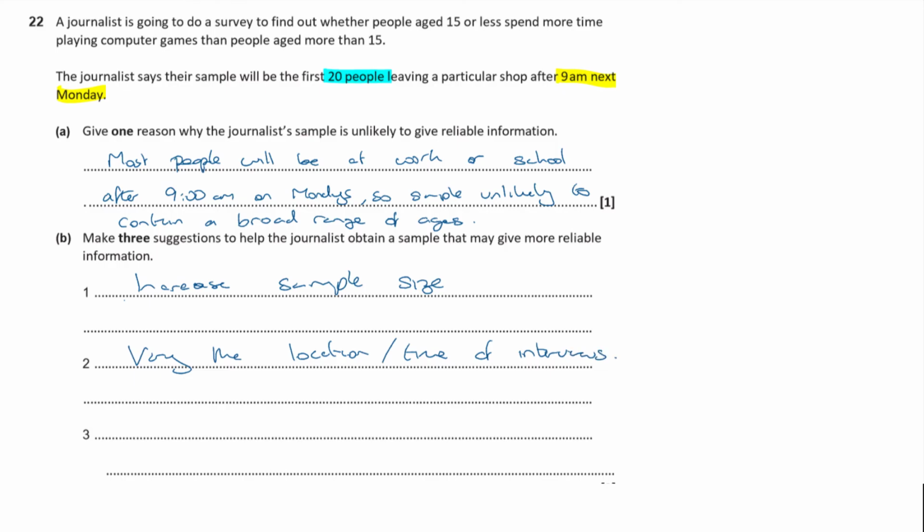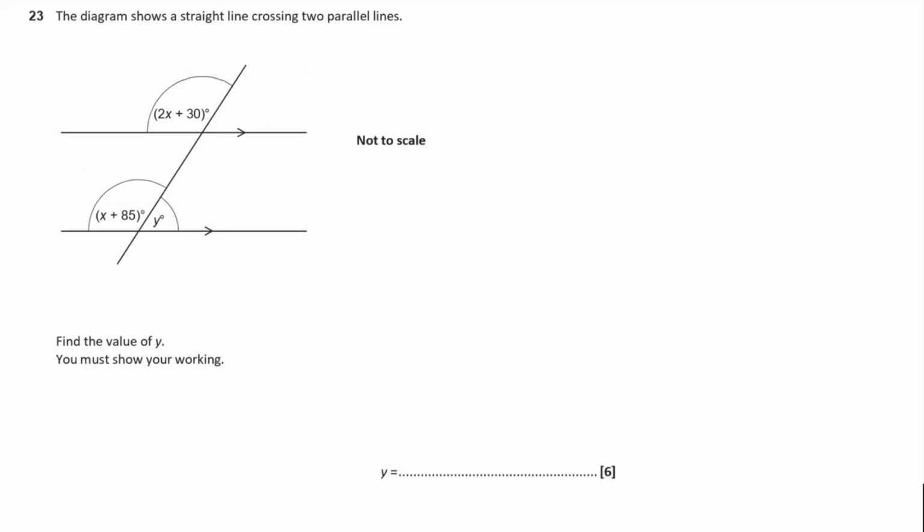And then finally, make sure you get equal numbers of older and younger people. Okay, so yeah, so you've got a broad range of people to compare. Okay, I think that will do. Let's move on. Question 23.